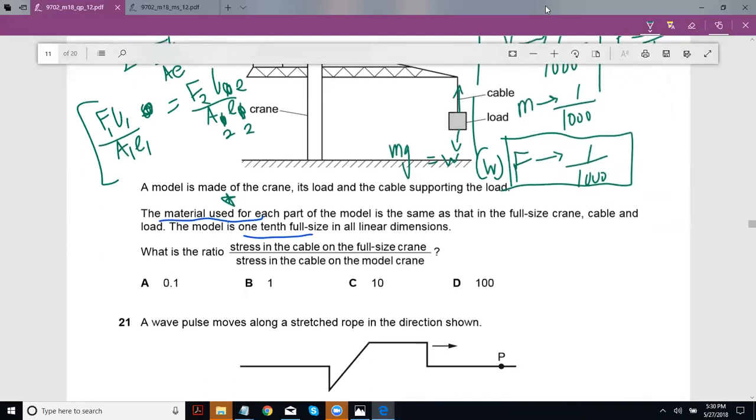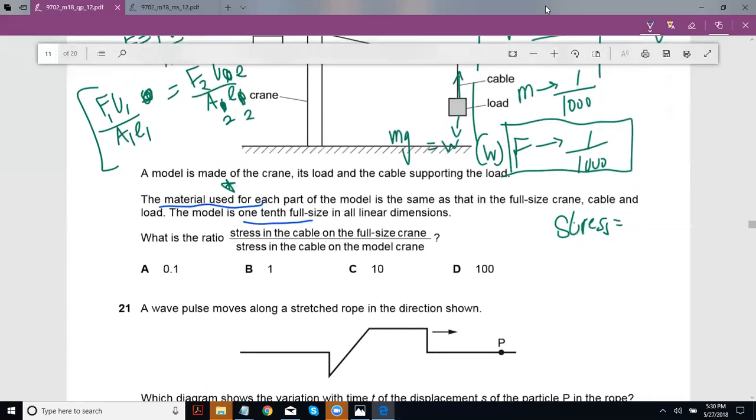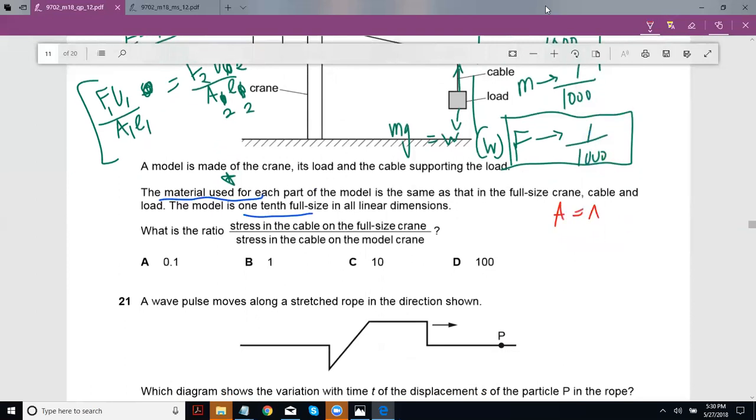So the area of the cable. Cross-sectional area. Okay, that's a better way to look at it. So before we go to stress, let's look at area first. Area of the cable would probably be circular, so the area is given by pi r square. But wait, do we need to look at that? Although in linear dimensions it's going down, so do we need to look at radius?